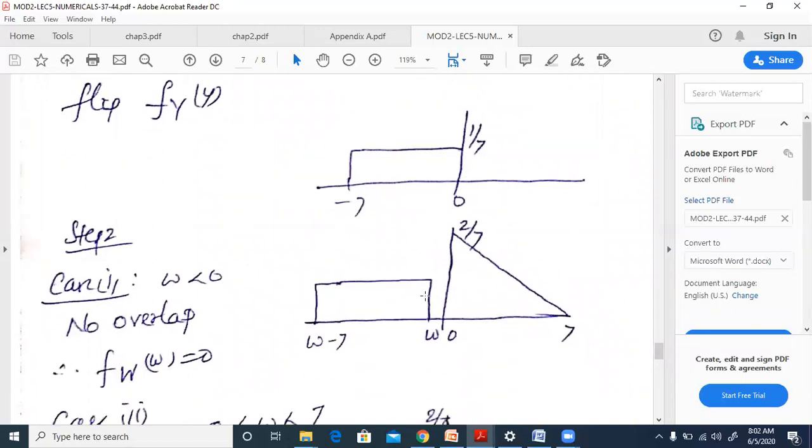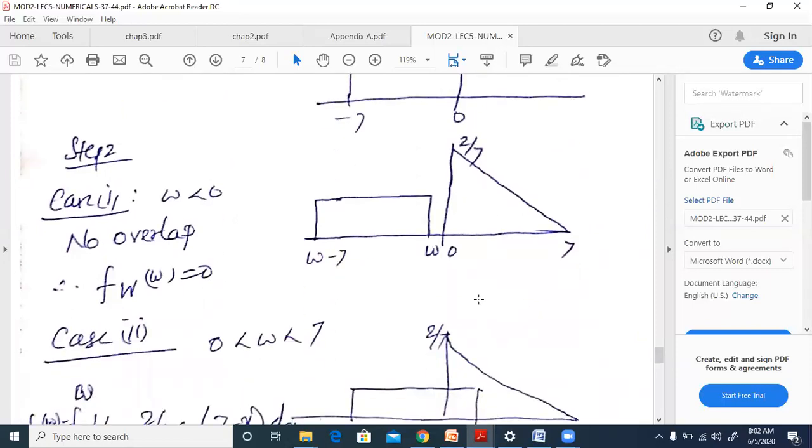So as we shift this, till the time this does not overlap this, that is w less than 0, there won't be any overlap between the two figures. When there is no overlap between the two figures, naturally we will have f(w) equal to 0. The convolution will be equal to 0.